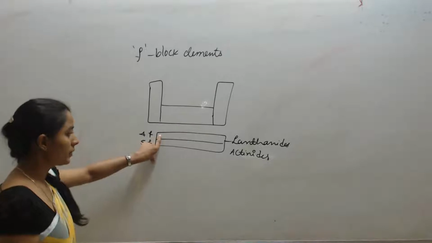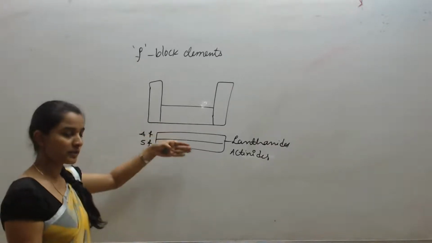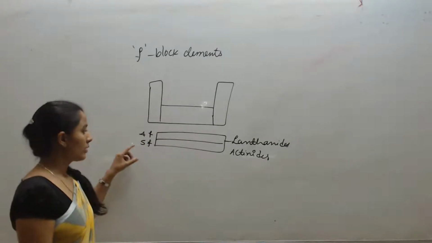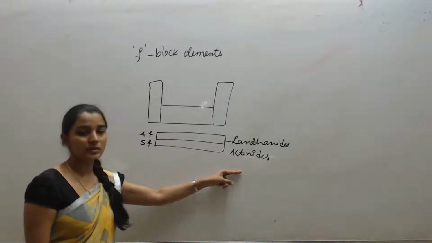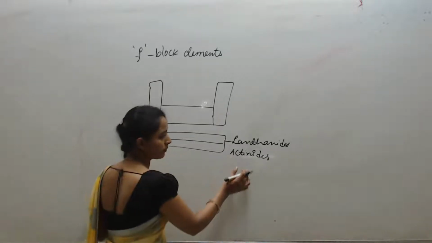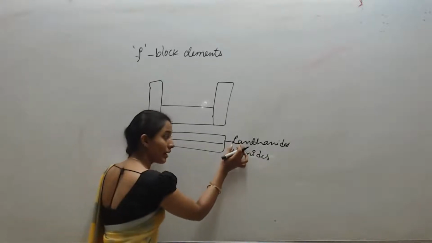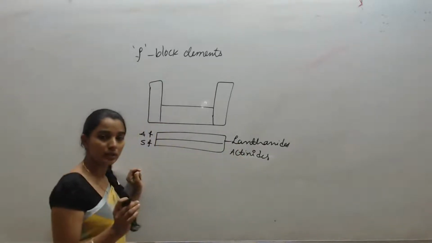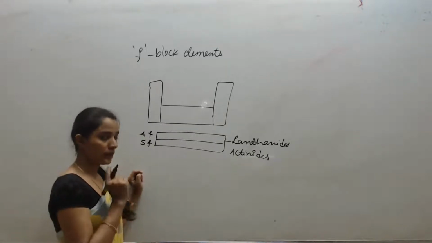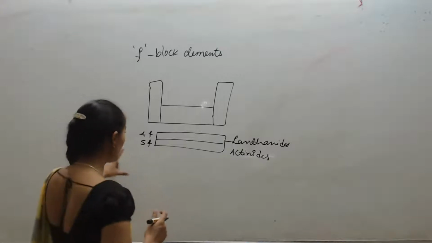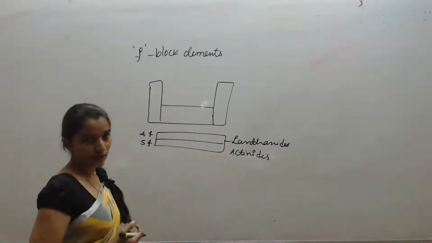The starting element of the F block is lanthanum, which is a D block element. Why, I'll explain while explaining the electronic configuration. And actinides are there. They are called actinides because they resemble the properties of actinium. Lanthanum and actinium are D block elements, but they resemble the properties of F block elements. So, 4F series there, 5F series there. They are called lanthanides and actinides.